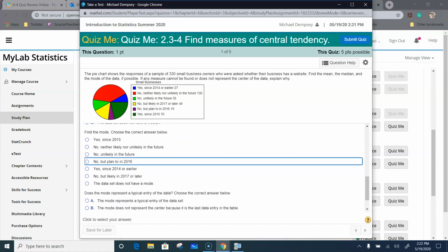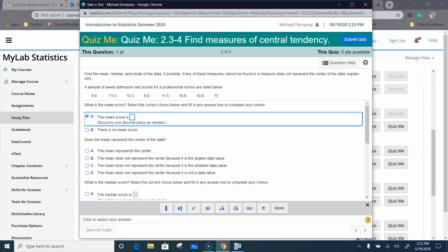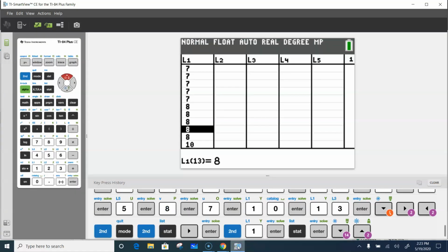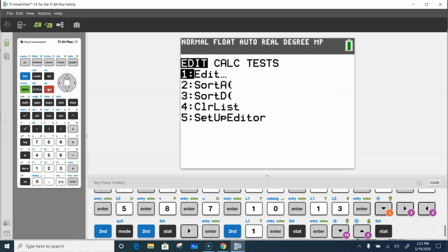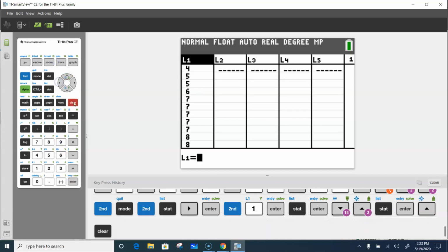Find the mode. If you want, you have StatCrunch, but I'm going to just use my calculator. I'm going to take those numbers and enter them in a list in my calculator. If you recall, we want to go to Stat and Edit, and we've got to clear our list. So I'm going to press clear, drop down, and it's gone. Now we're going to put those numbers in.